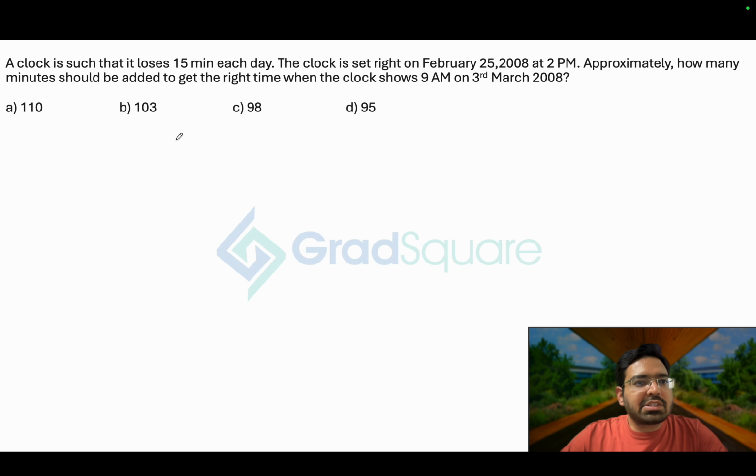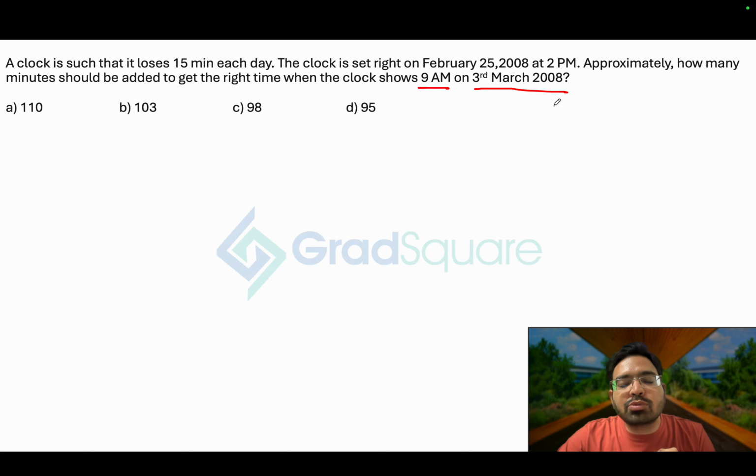Let's have a look at this question. It says a clock is such that it loses 15 minutes each day. That means in 24 hours of actual time, it is going to lose 15 minutes. The clock is set right at 25th February 2008 at 2 p.m. So it is showing the correct time at that particular time. Approximately how many minutes should be added to get the right time when the clock shows 9 a.m.